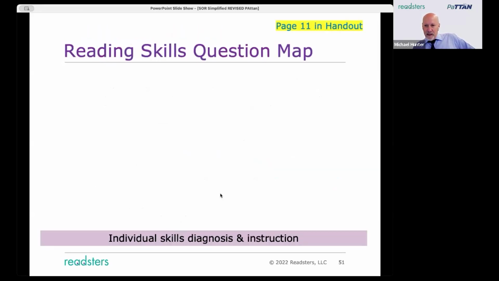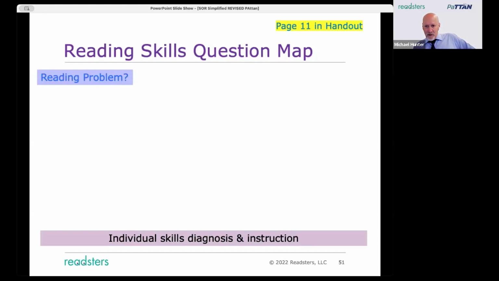That sets you up for thinking about how to do diagnostic assessment. Our question map is a visual to help you think about a flow for diagnostic assessment. This is on page 11 in your handout. So the question is, do I think there's a reading problem? Those of you that use something like DIBELS or AIMSweb or one of those CBMs, that's a screening assessment, which will answer this first question: do I think there is a reading problem?